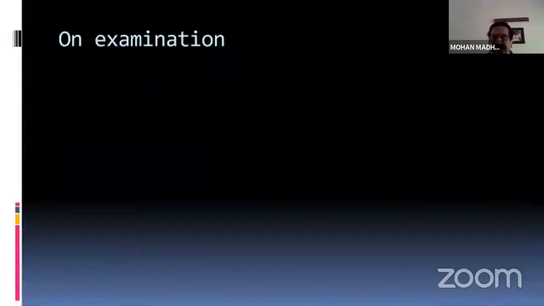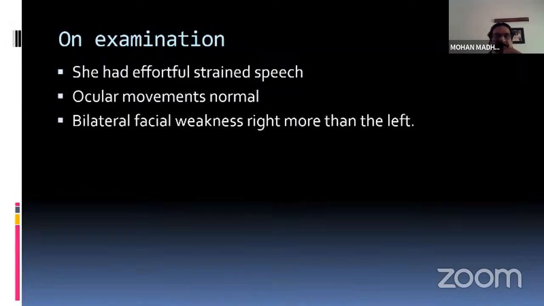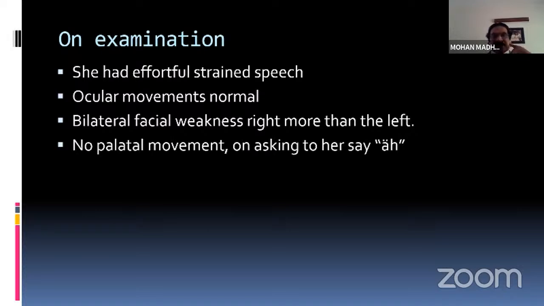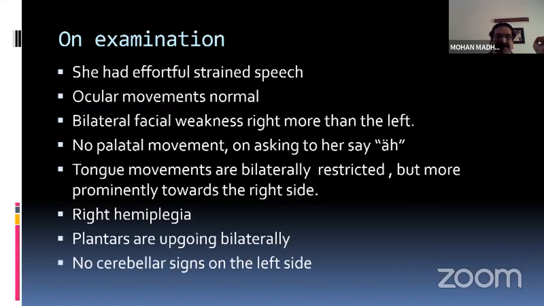The findings: on examination she had effortful, strained speech, ocular movements were normal, bilateral facial weakness, right more than left, no parietal movement. On asking the patient to say ah, tongue movements are bilaterally restricted but more prominently towards the right side. She does not push the tongue towards the right side. Right hemiplegia, plantars upgoing bilaterally, no cerebellar signs on the left side. So these are the findings in this patient.